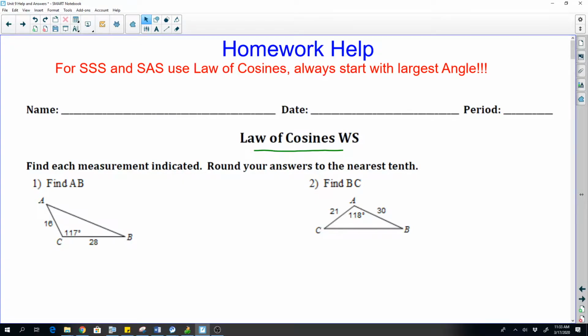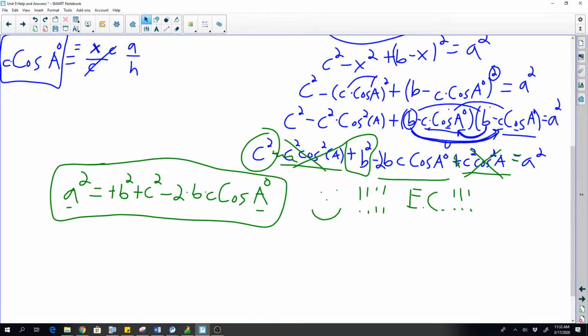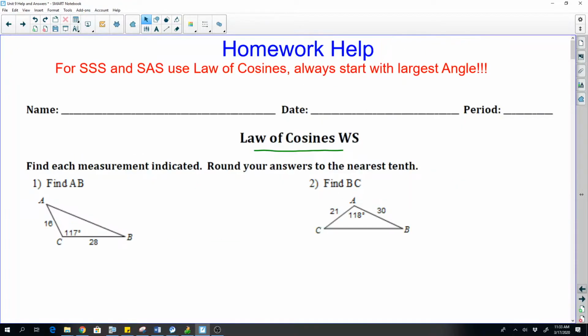Okay, so law of cosines is a kind of lengthy formula. We did a proof, and you have to go ahead and watch that video for extra credit. We came up with that proof using law of cosines, so definitely watch that video next for extra credit. And so there's the formula we're going to use for the law of cosines.